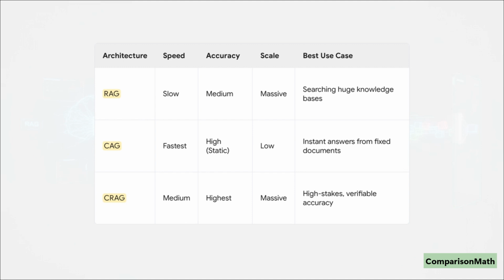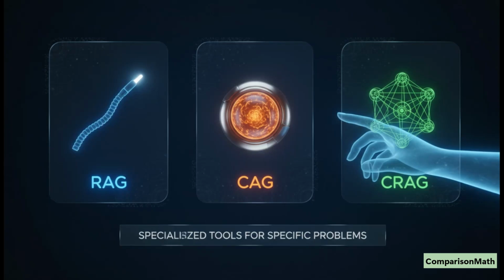If you're searching a massive, sprawling knowledge base and speed isn't your #1 concern, then standard RAG is your reliable workhorse. But for those high-stakes apps, like in finance or legal, where you absolutely have to have verifiable accuracy, CRAG is the undisputed champion. So the most important takeaway here is that there's no single best architecture. It's not about one of these making the others obsolete. RAG, CAG, and CRAG, each one is a specialized tool. The best choice is just the one that's the right fit for the specific problem you're trying to solve.